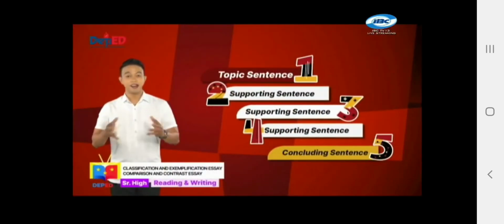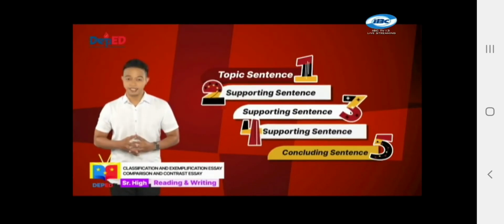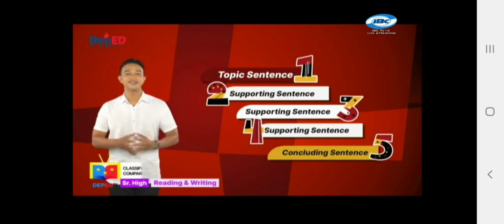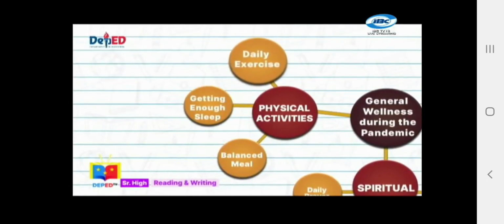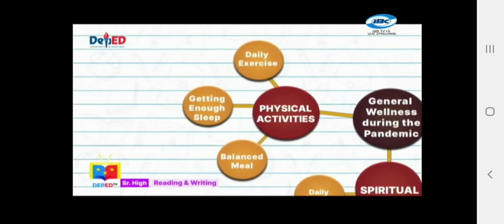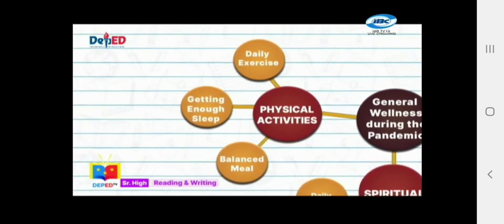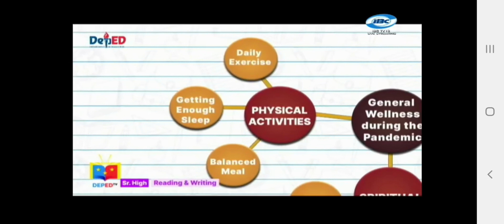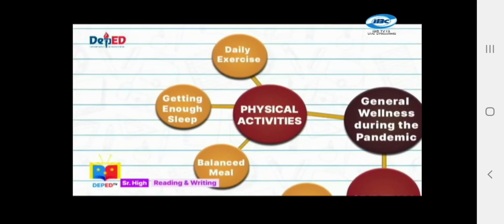Supporting sentences follow our topic sentence. The number of supporting sentences in a paragraph depends on how many examples you included in your mind map. In our case, we exemplified 3 physical activities: daily exercise, getting enough sleep, and eating a balanced meal. We will write a sentence or 2 explaining each of these physical activities. We may consult sources such as books, websites, journal articles, and other credible sources to help us explain each example.